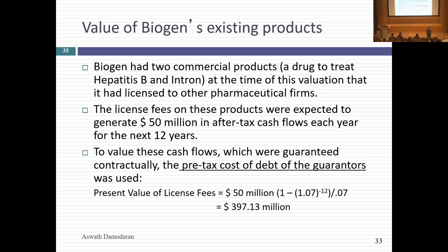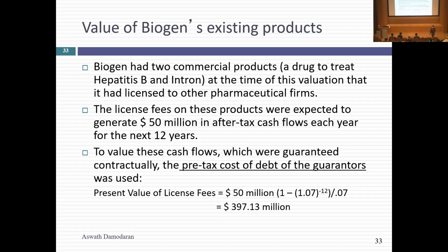In fact, let me ask you a final what-if question, then we'll end for the day. What if Biogen had licensed this drug to the US government, let's say Medicare, and the US government had promised 50 million a year for the next 12 years? What did you use? You said 10 years? Yeah. 10-year treasury. Use the risk-free rate, right?